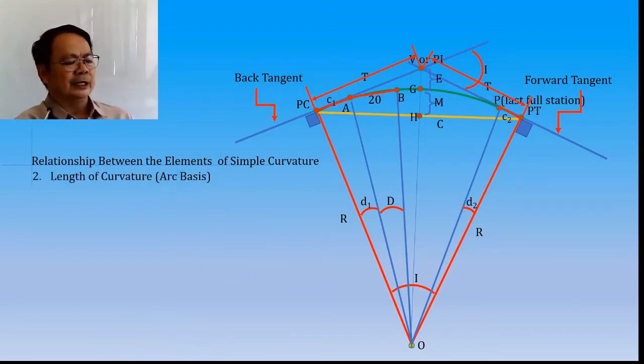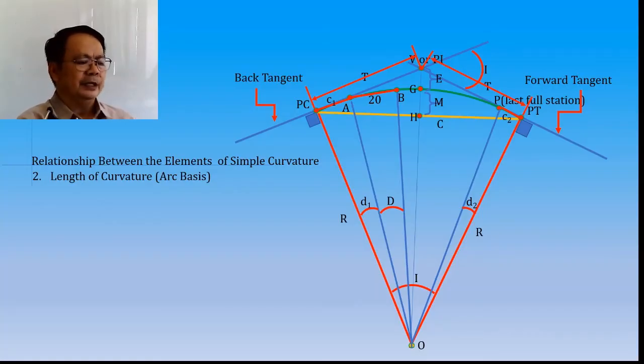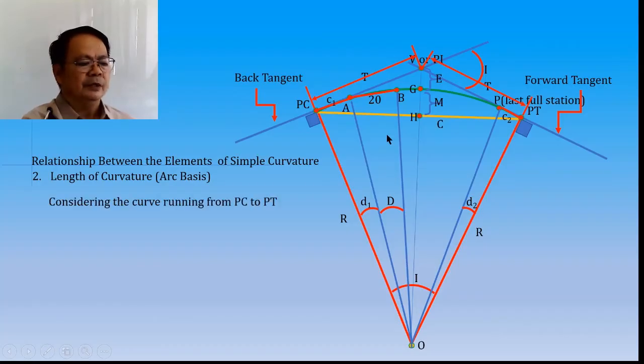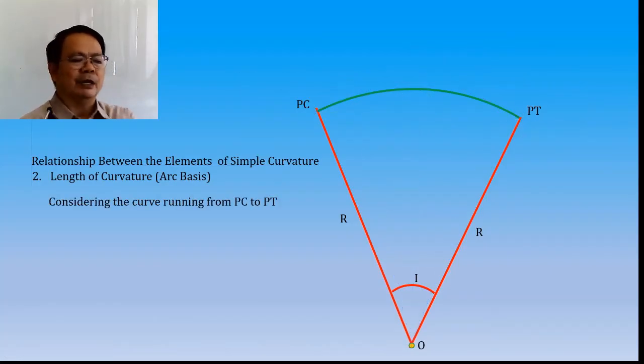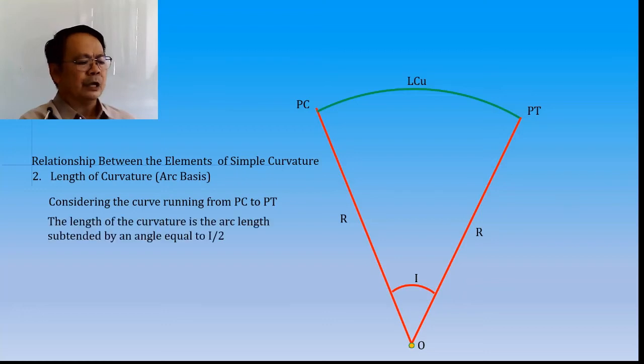Puntahan naman natin itong kasunod na relationship about the length of the curvature. Okay? Gamitan muna natin siya ng arc basis. Arc basis. Itong haba nito, yung length of the curvature. Puntahan natin itong part nito, pinakita ko lang, para sinimplify ko lang. We will consider the curve that runs from PC to PT. Dahil ito ay circular arc, the length of the curve is the arc length subtended by an angle equal to I.